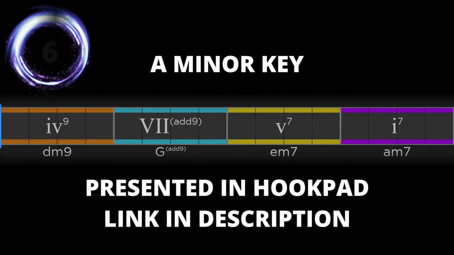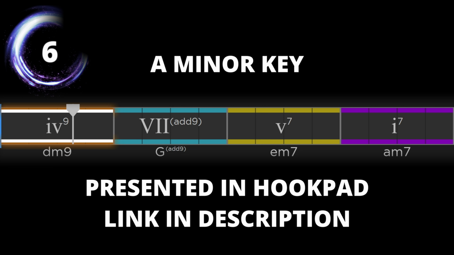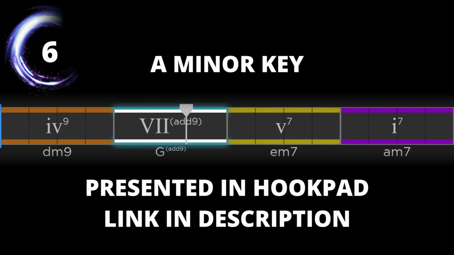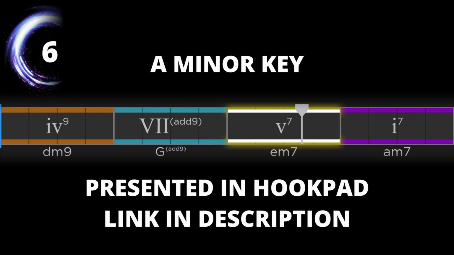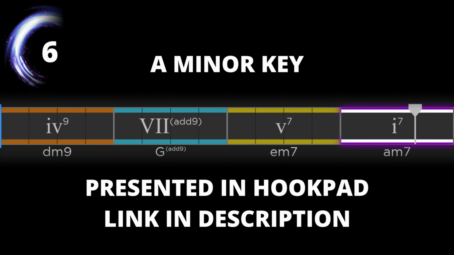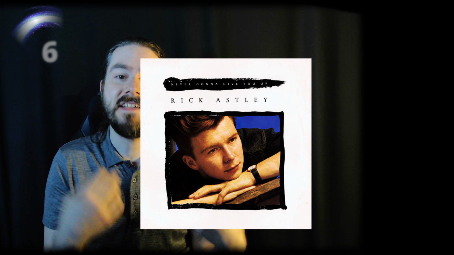Next is number 6 and 4 minor 9th, 7 add 9, 5 minor 7th, 1 minor 7th. Another example of 7ths and 9ths playing nicely together. It's also a Rickroll, as it features in the chorus of Never Gonna Give You Up by Rick Astley.